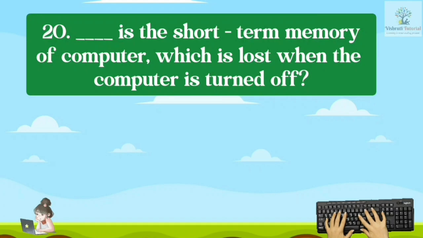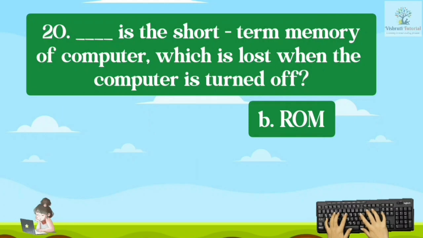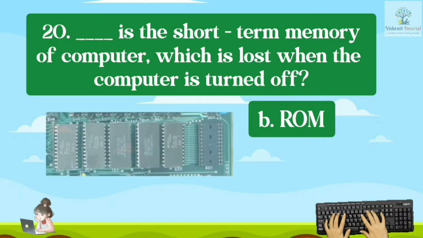Question number 20. Dash is the short-term memory of a computer which is lost when the computer is turned off. Options: A. RAM, B. ROM, C. Both A and B, D. CPU. And the correct answer is A. RAM. Random access memory is the short-term memory of a computer which is lost when the computer is turned off.